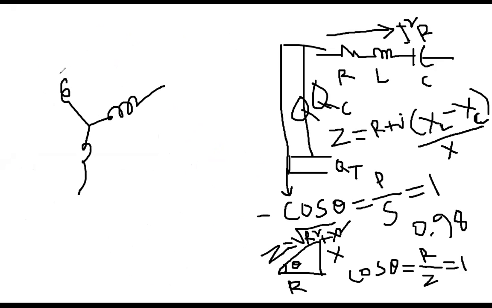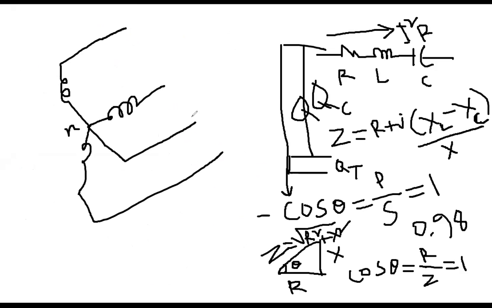And then this is other. For example, this is a Y-connected system, just an example. And then this is the neutral point. So this is the neutral line. For example, this is A phase, this is B phase, this is C phase, and this is the neutral line. Now, for example, you have one wattmeter.